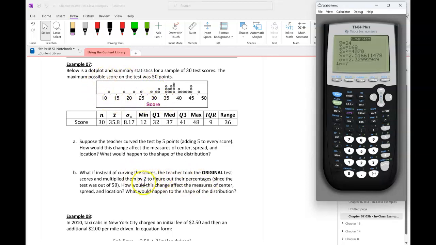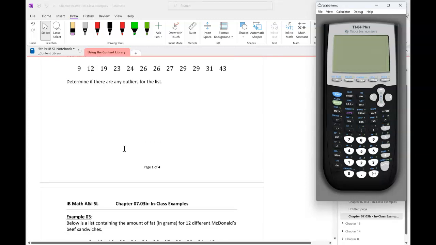All right. So here we're going to multiply the scores by 2 and turn them into percentages. What would the mean turn into? 71.6. Yep. And the standard deviation? 16.34. Good. And what about the rest of them? All multiplied by 2, right? That's the takeaway. And the shape of the distribution? Still skewed left, right? What's the dot plot going to look like? Like it's stretched out a little bit, but it's still the same shape. Okay. What do you guys think on these? Is this okay?